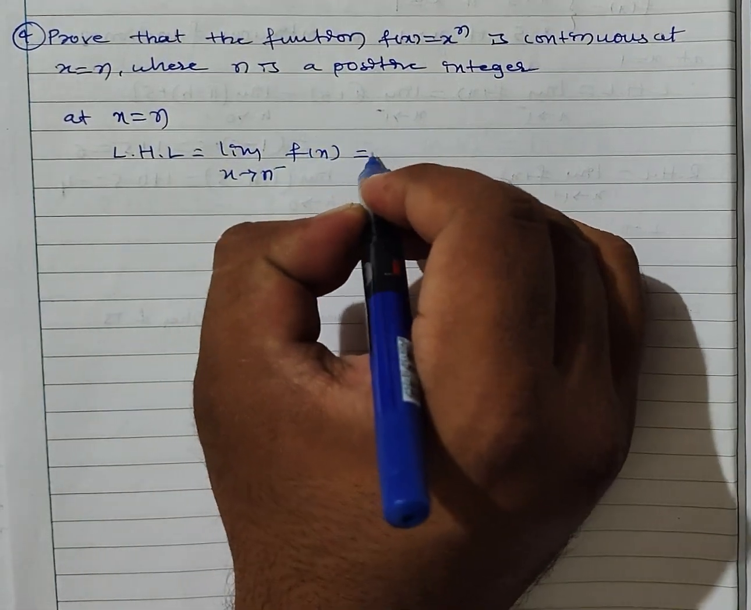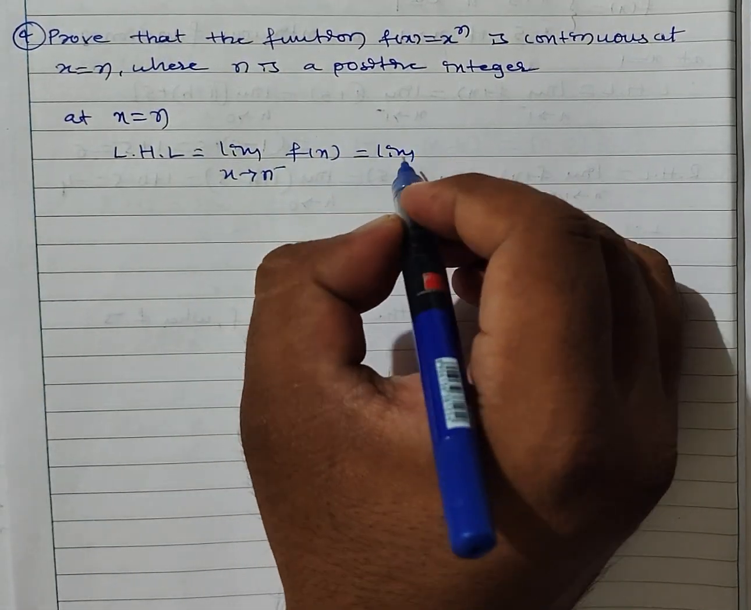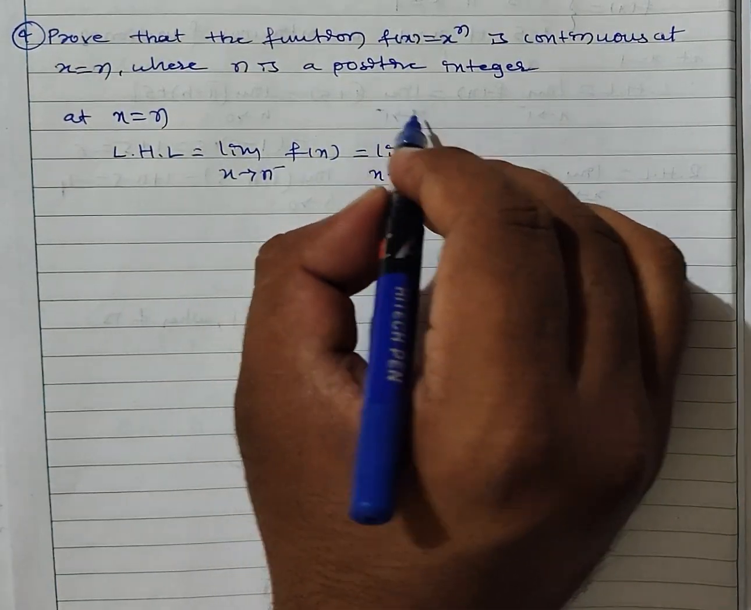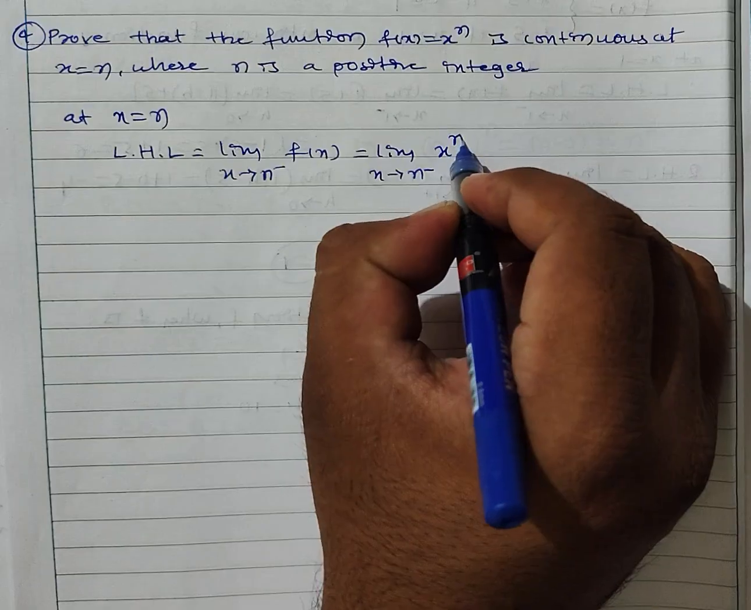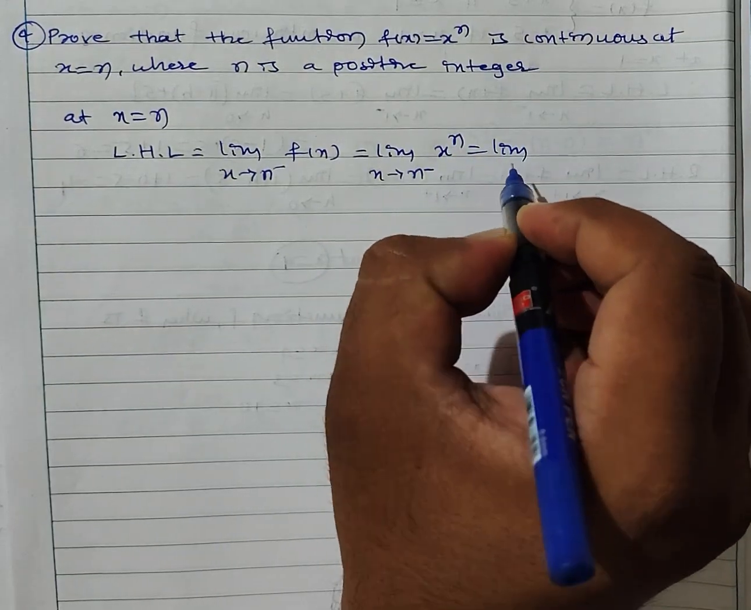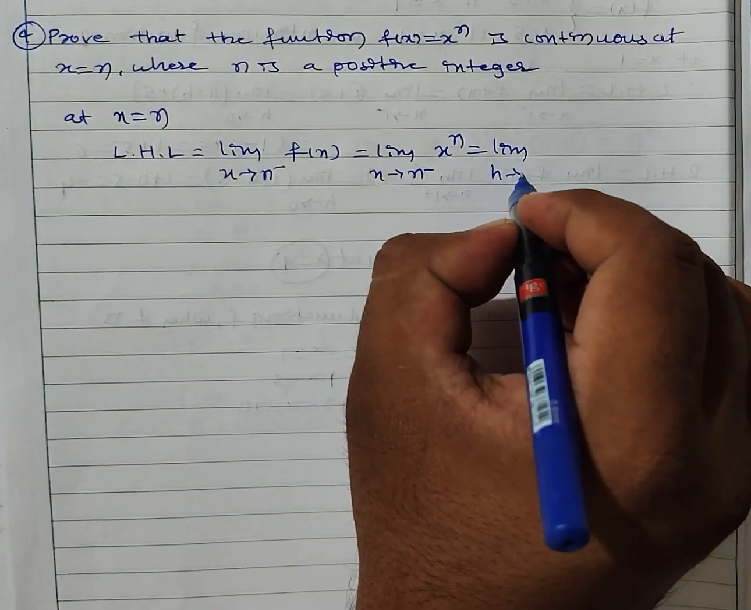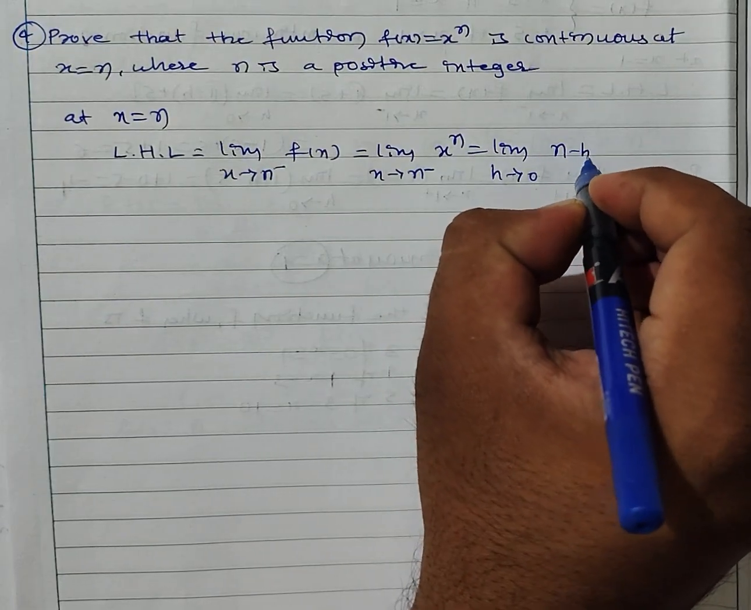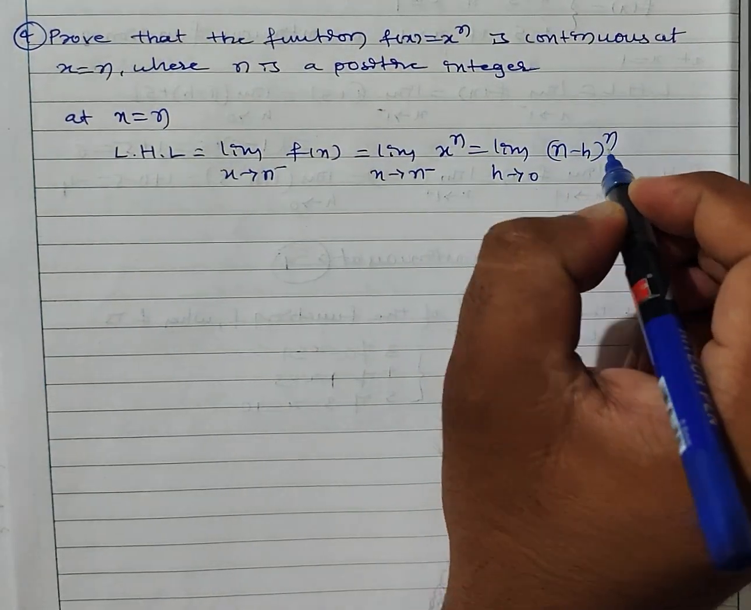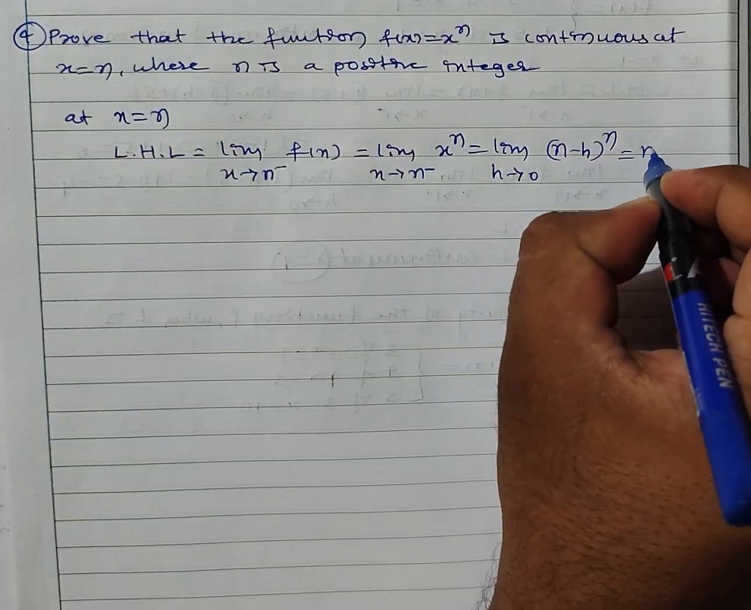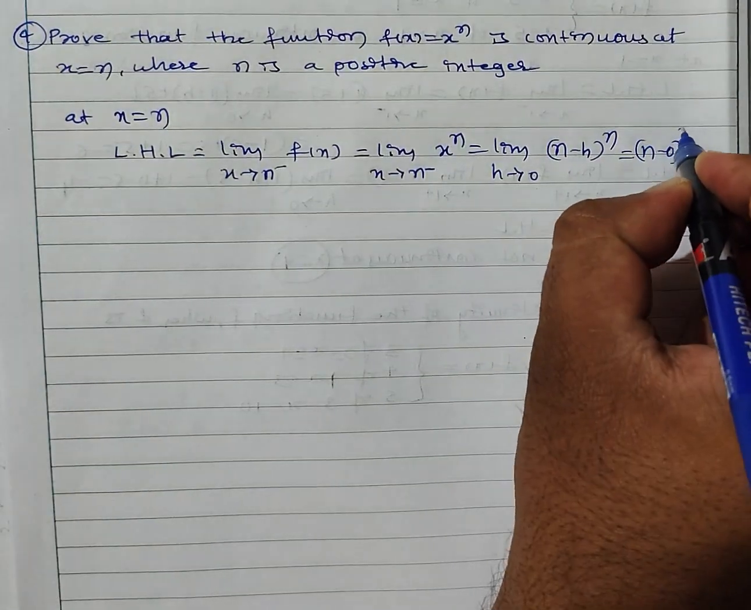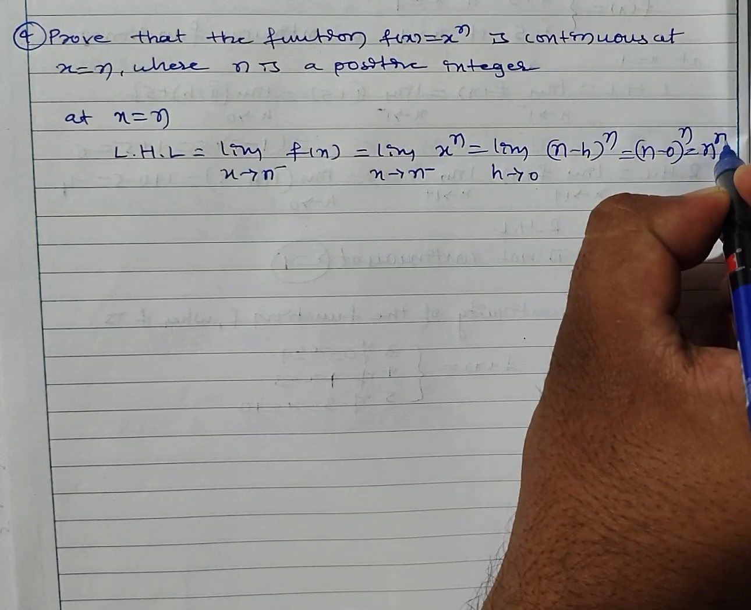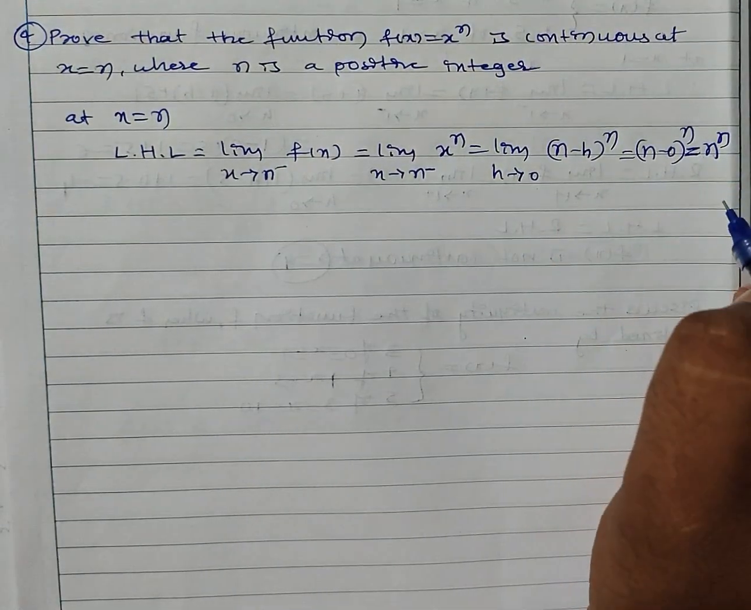So that is equal to limit x tends to n minus, what is f of x? The function is x raised to n. So that is equal to limit h tends to 0, where x is replaced by n minus h raised to n. Substitute the limit value, n minus 0 raised to n. So h value 0, what happens? n raised to n. So this is the left hand limit.